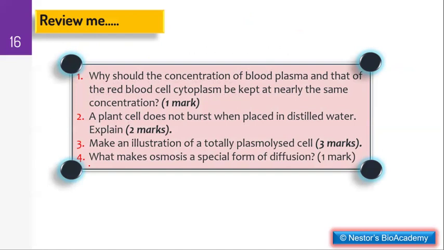You can track if you can respond to these questions. Why should the concentration of blood plasma and that of the red blood cell cytoplasm be kept at nearly the same concentration? A plant cell does not burst when placed in distilled water. What explanation can you give for that? And are you able to make an illustration of a totally plasmolyzed cell? And if you can recall from the previous video, what makes osmosis a special form of diffusion?